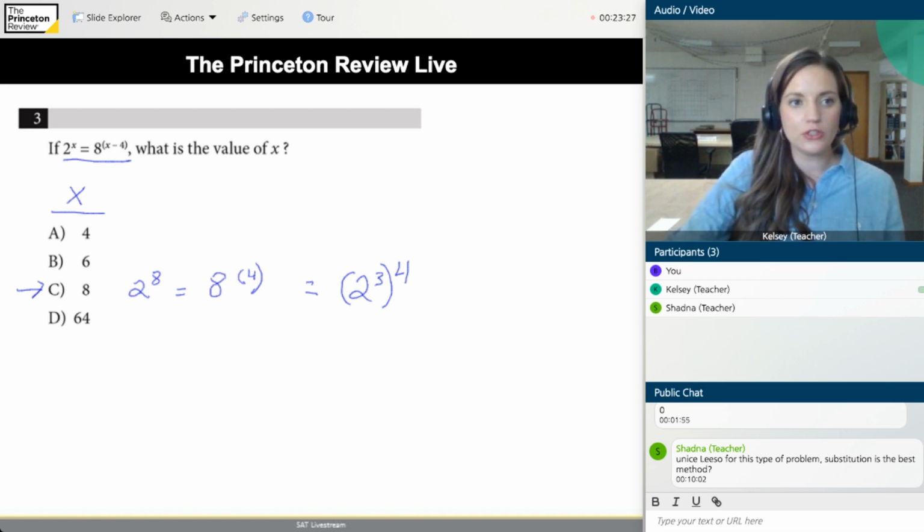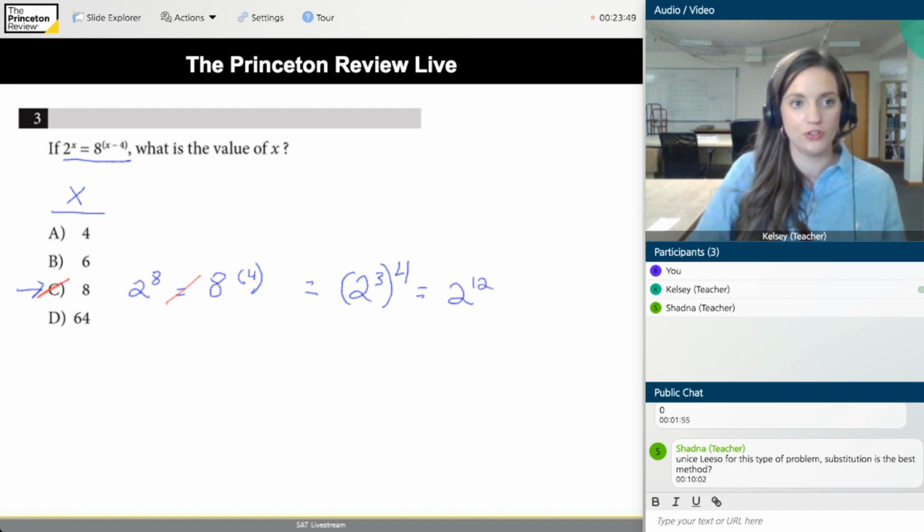Well, remember when you have exponents to the power of each other, you want to multiply them together. So this is going to shake out to be 2 to the power of 12. And so they're not equal, right? 2 to the 8th is not the same value as 2 to the 12th. So we want to eliminate answer C. That can't be right. But we can try it again.